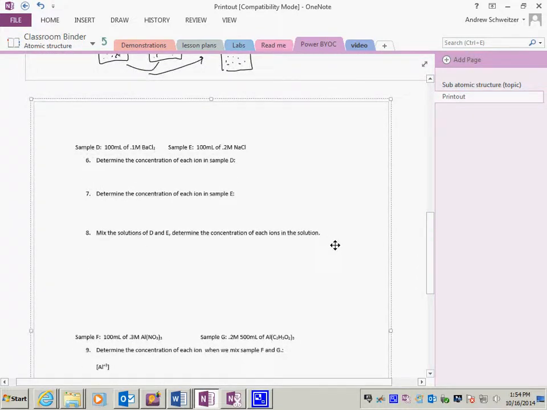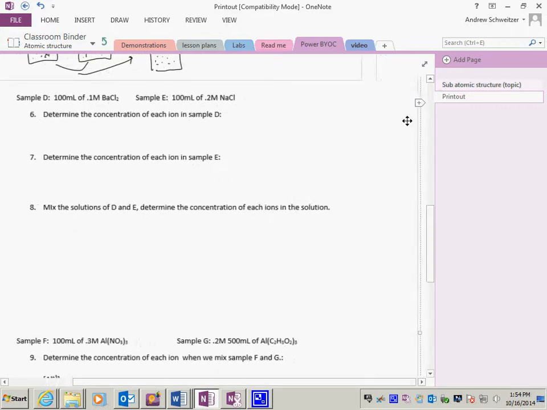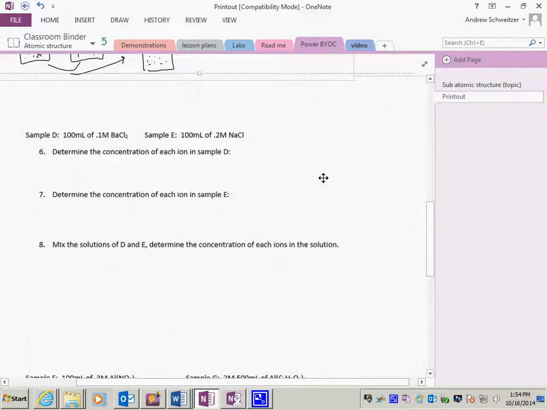All right. Now, in this case, they're plenty big now. I have 100 milliliters of 0.1 molar barium chloride and 100 milliliters of 0.2 molar sodium chloride. All right, so the concentration of each ion in sample D, well, this is pretty simple. It's a 1 to 2 ratio, so it's 0.1 molar for the barium 2 plus, and it's 0.2 molar for the chloride ion.